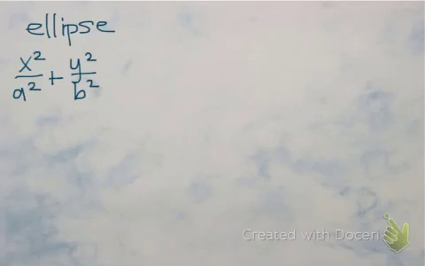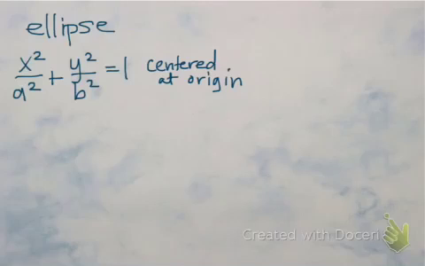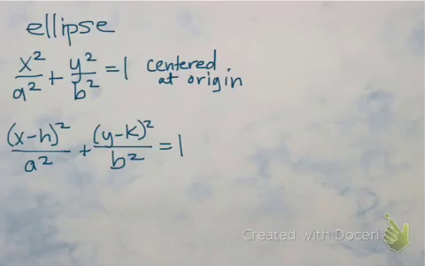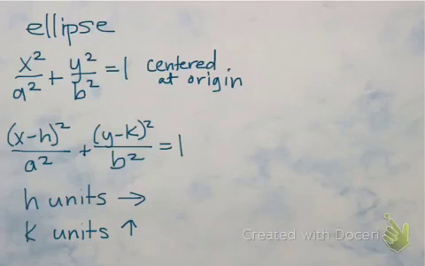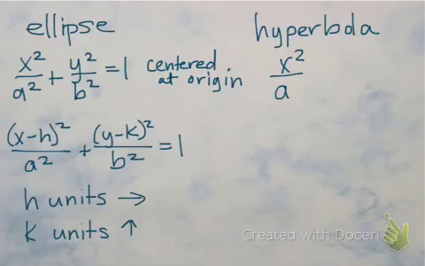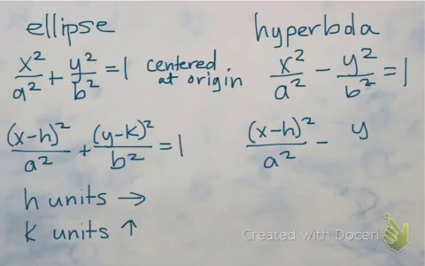So we'll start with the ellipse. This is the standard form of an ellipse that's centered at the origin. And if we just have (x minus h) squared and (y minus k) squared, then it's the same thing as the circle. It's translated h units to the right and k units up. Same thing for a hyperbola, standard form, and then translated to the right and up.